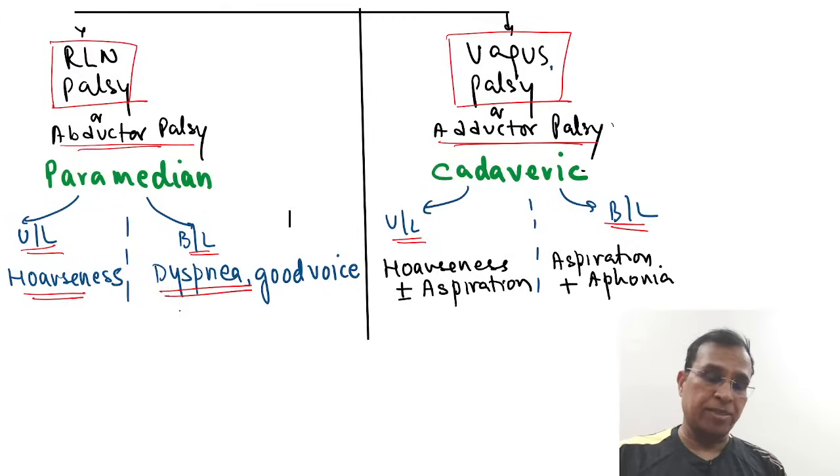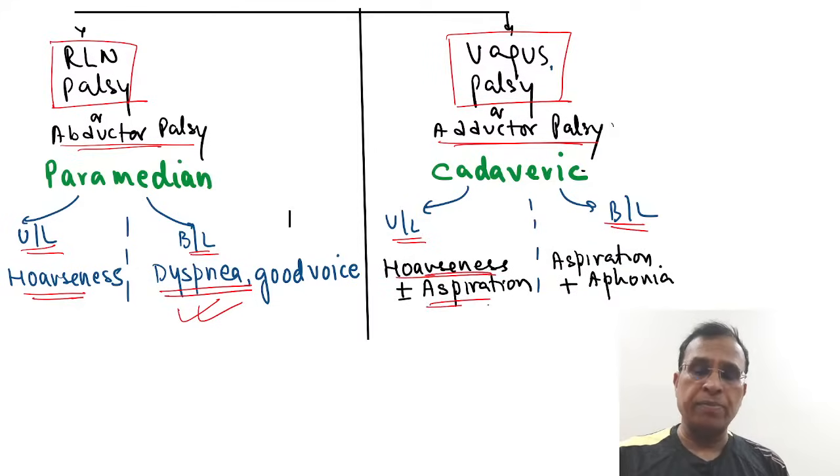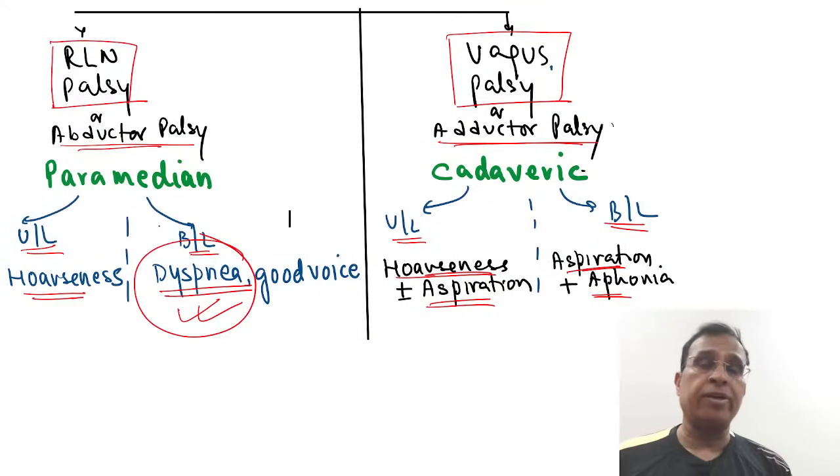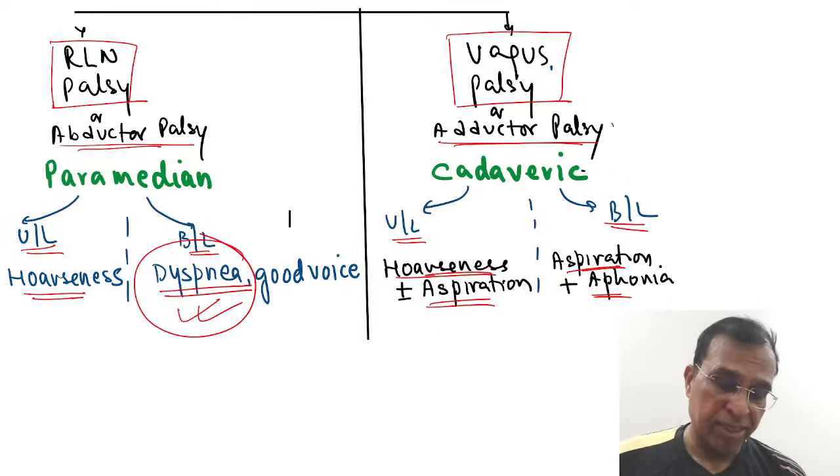So this is the answer. In unilateral abductor palsy again there is hoarseness with maybe aspiration. In bilateral abductor palsy there is aspiration with aphonia. So the only condition of vocal cord palsy which has dyspnea is bilateral abductor palsy, and that's why bilateral abductor palsy is the correct answer.